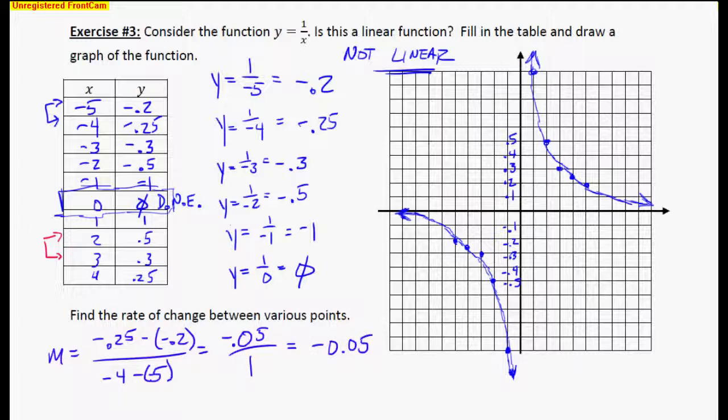All right, and if I do the other slope with these red, let's put it right down here. That's going to be 0.3 minus 0.5, and that is going to be 3 minus 2. So what is that? -0.2 over 1. All right, and those are definitely not the same value. That is -0.2. Okay, so you can see that the slopes did not come up the same.